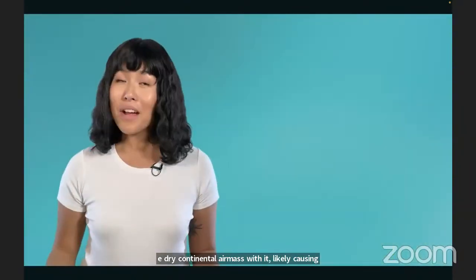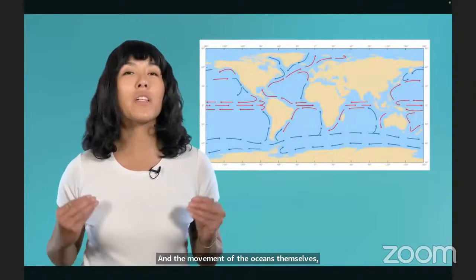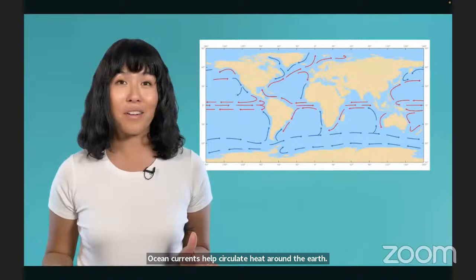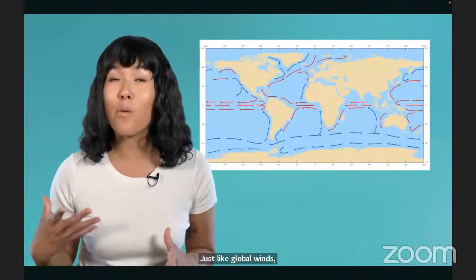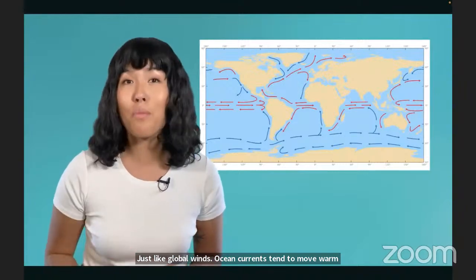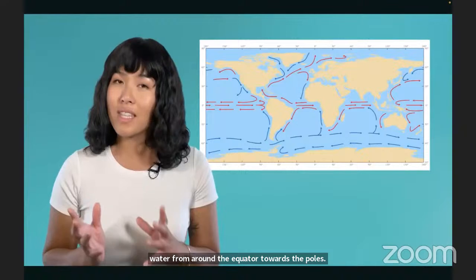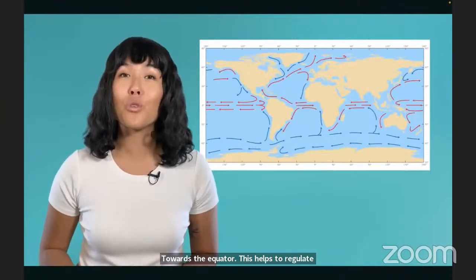And the movement of the oceans themselves influences the climate too. Ocean currents help circulate heat around the Earth. Just like global wind patterns, ocean currents tend to move warm water from around the equator towards the poles and move cold water from the poles towards the equator. This helps to regulate the temperature of coastal regions.